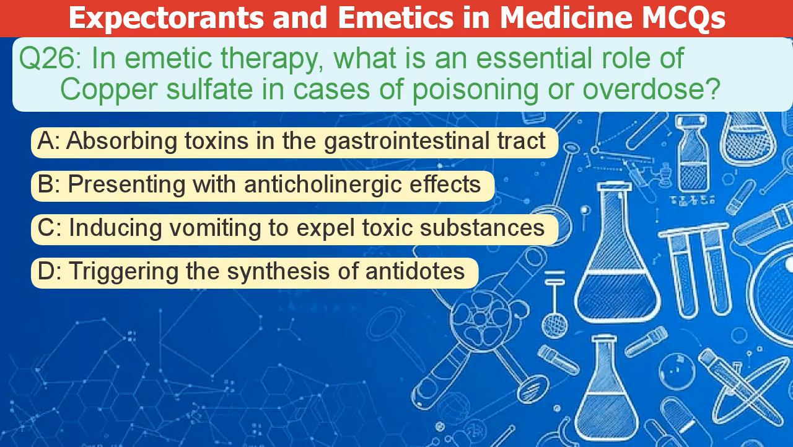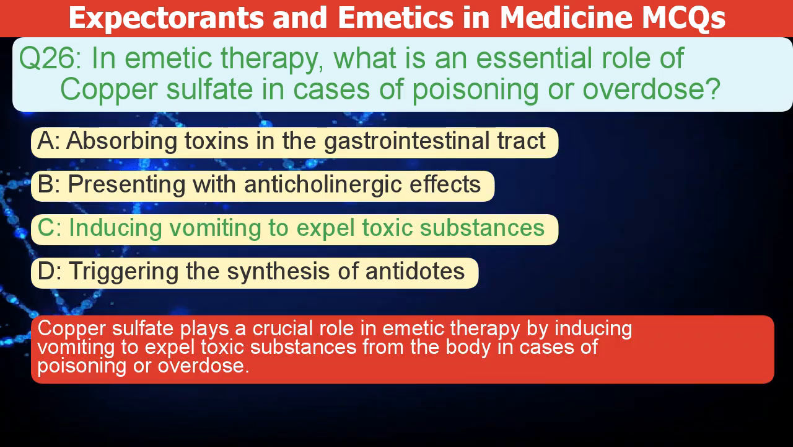In emetic therapy, what's copper sulfate's essential role in poisoning or overdose? A. Absorbing toxins in the gastrointestinal tract. B. Presenting with anticholinergic effects. C. Inducing vomiting to expel toxic substances. D. Triggering the synthesis of antidotes. The correct answer is C. Copper sulfate plays a crucial role in emetic therapy. By inducing vomiting, it expels toxic substances from the body. This is used in cases of poisoning or overdose.